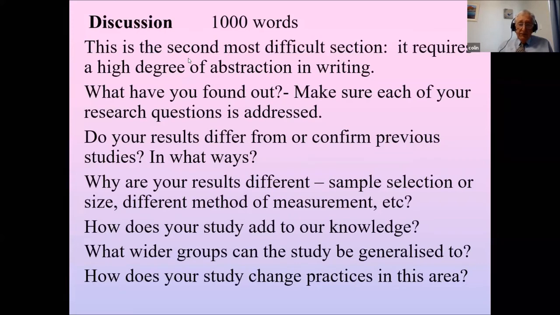The discussion, very difficult part to write after the abstract, because you've got to think. You've got to tell us what you found out, how your results differ from previous studies, and in what ways. Why are your results different if they are? Was it a different sample? Was it a different method of measurement? Did you measure in a different country, which has different environment, and so on?